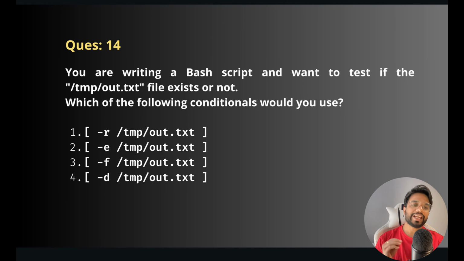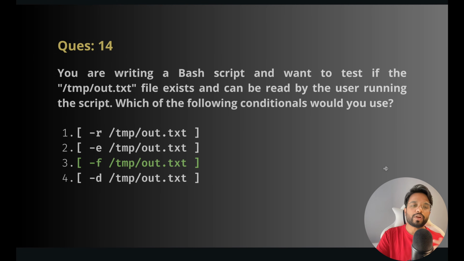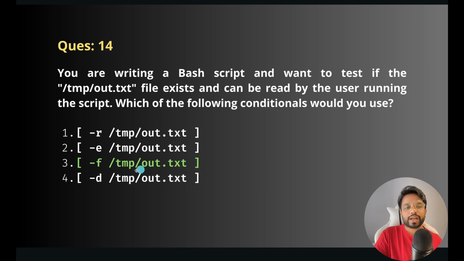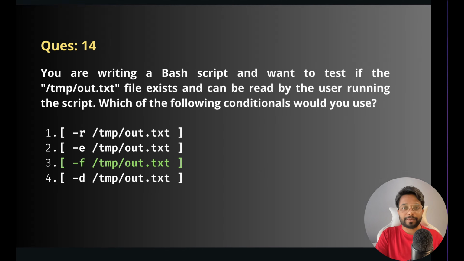Question number 14, again a multiple choice question. You are writing a bash script and you want to check if a file exists or not. Let's say temp out.txt, if this file is present or not. How can you do it, or which is the correct syntax you can use, like -r, -e, -f, -d, etc. So the correct answer is -f. We use -f for checking the existence of the file.